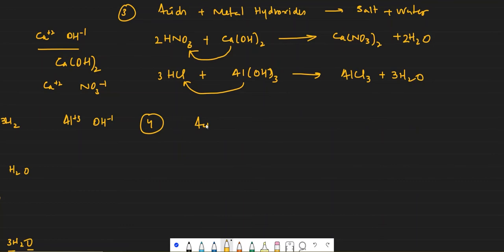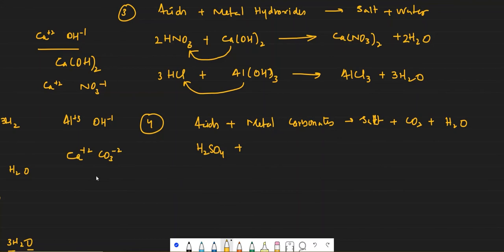when acids react with metal carbonates, salt, carbon dioxide and water will be formed. Okay, take any acid. I'm taking H2SO4. Okay, take any metal carbonate. Let's say I'm taking calcium carbonate. I have Ca plus 2 and carbonate is CO3 minus 2. So we'll have CaCO3. So calcium carbonate is there.